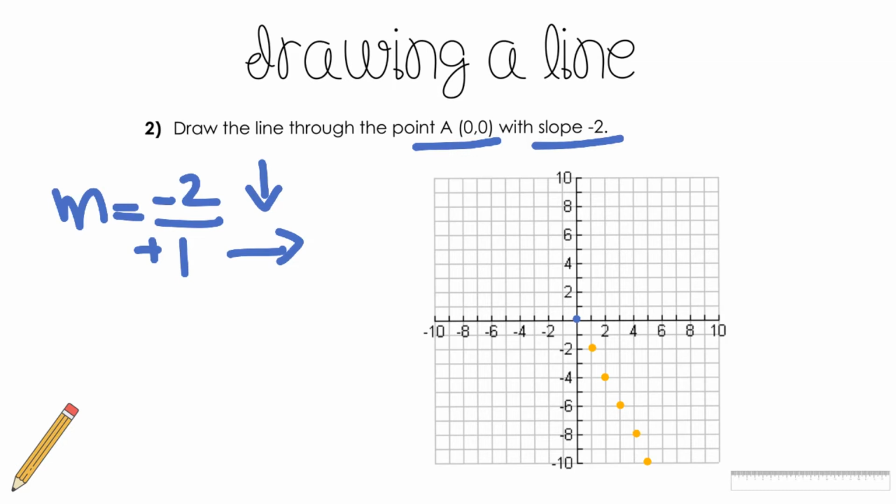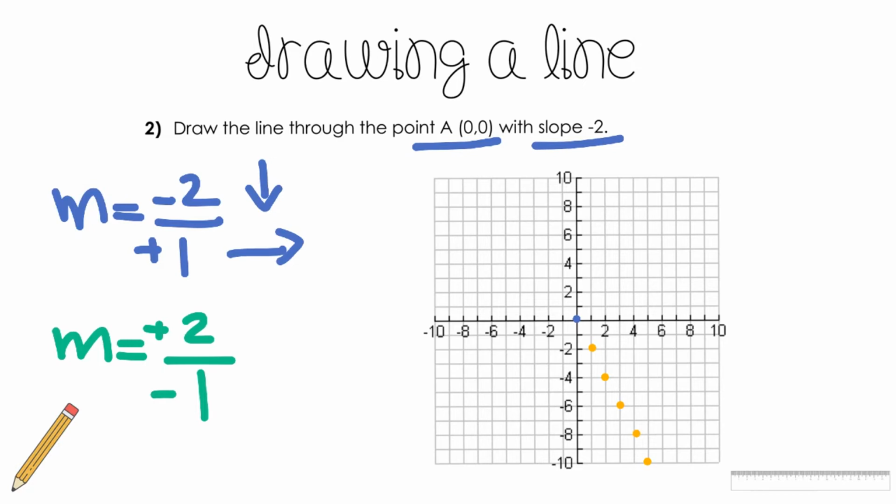All right, so we've gotten half of our line, but what about the top half? We need to rewrite this slope so that it's still equal to -2, but with different signs. So if I have a 2 over 1 and I want it to equal -2, I can make it +2 over -1. The final answer here would still be -2. So it's not like I'm changing anything. I'm just looking at it in a different way.